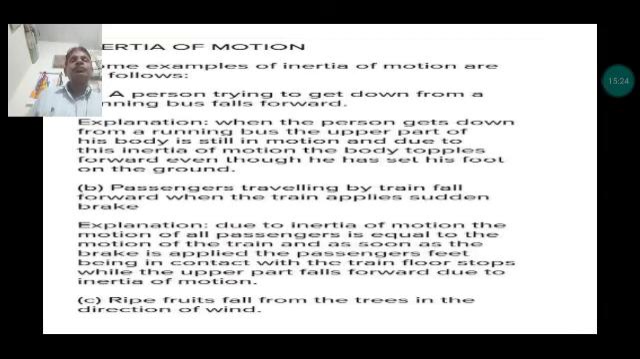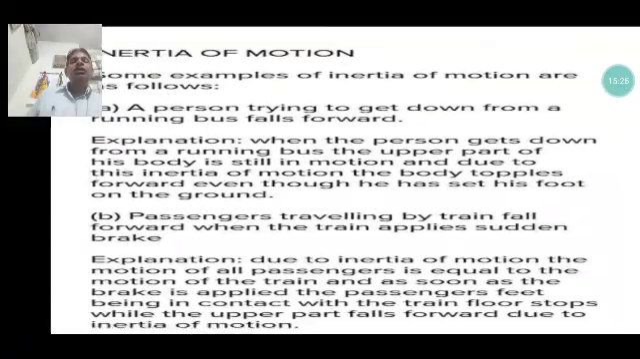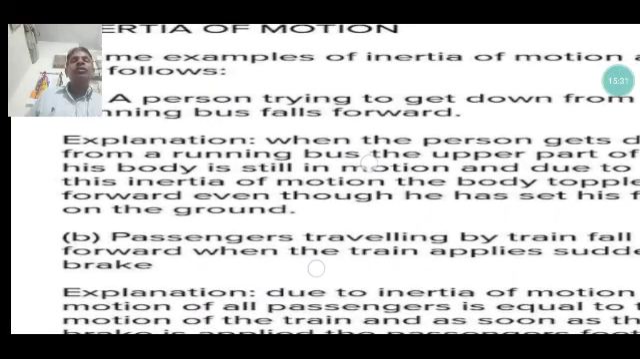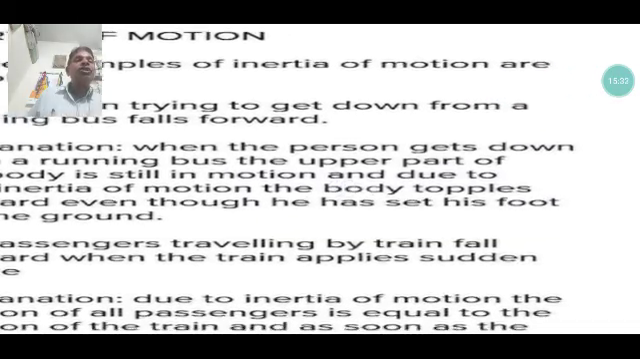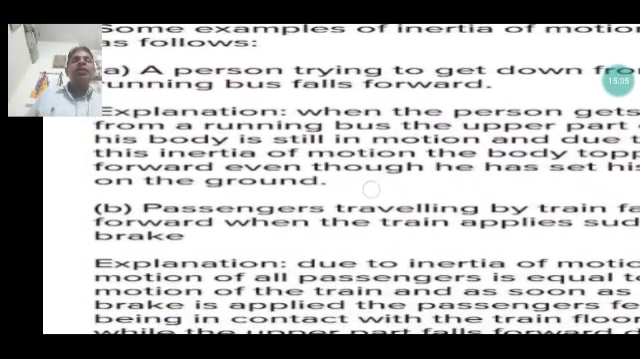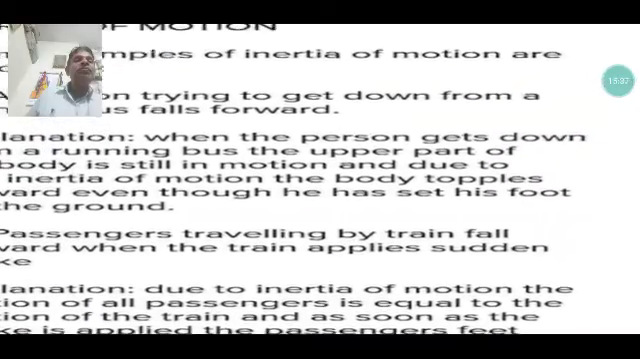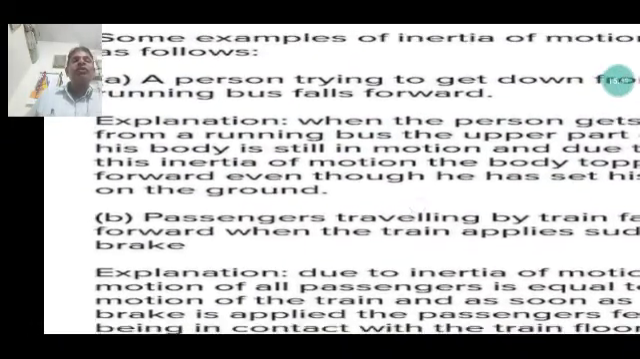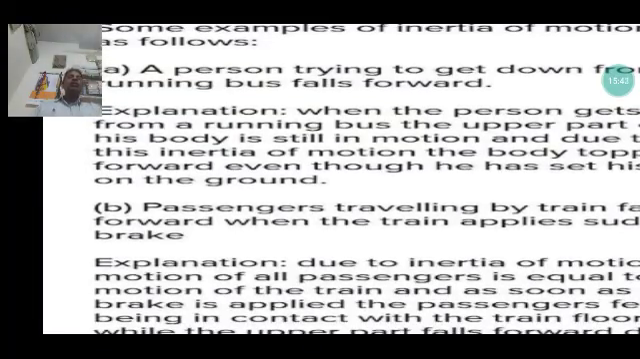Next are various examples of inertia of motion. Some examples of inertia of motion are given here. A person trying to get down from a running bus falls forward. When a person tries to get down from a running bus or train, they fall forward.